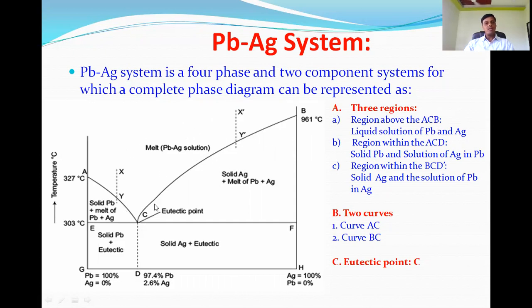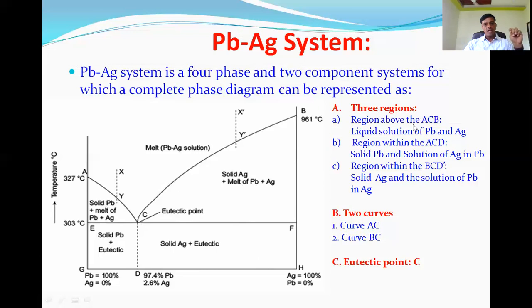The another one is region below the curve AC, or I would say the region below the curve ACD. Okay, ACD. This region is one area, and the region below BCD, this one also belongs to the existence of one phase. Initially the phase diagram is divided into three parts: areas, curves, and eutectic point.